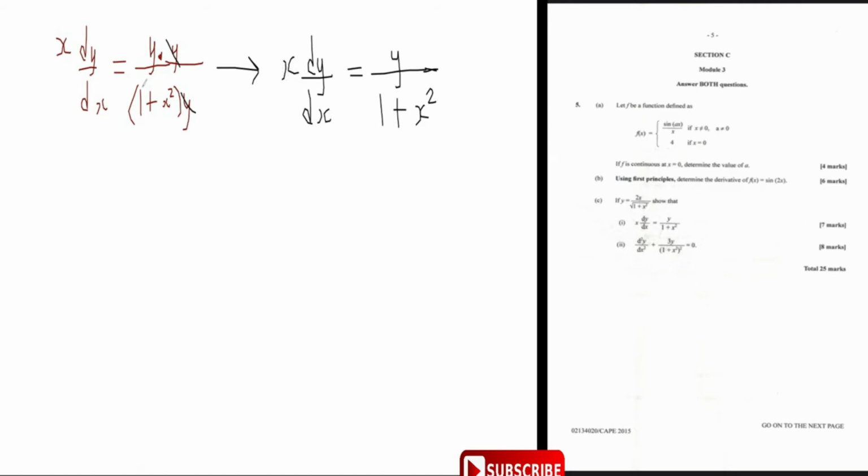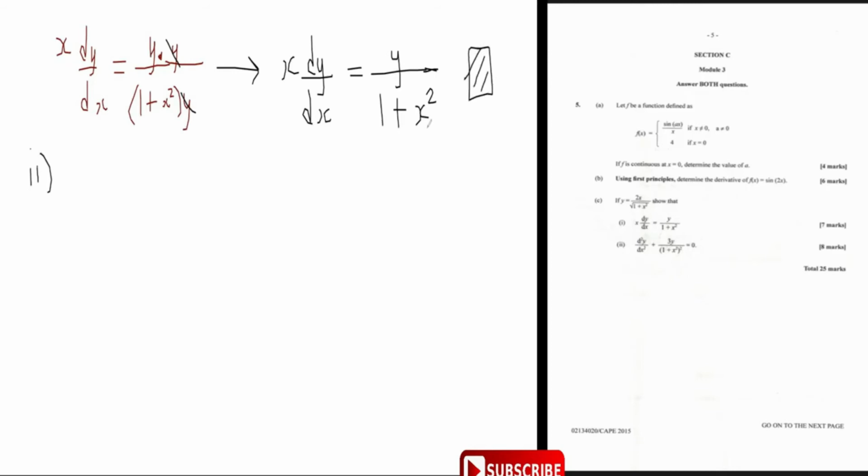Now let's look at part 2. Part 2 of the question says, show that d2y by dx squared plus 3y over 1 plus x squared all squared is equal to 0. So to show part 2, make sure you put that you show it. So proven. All right, so it's proven.